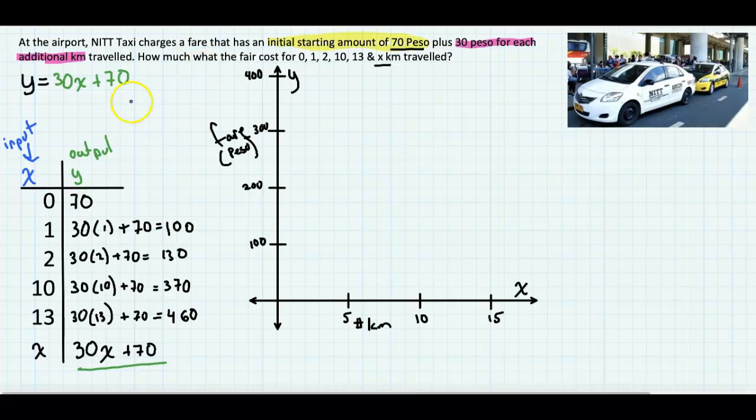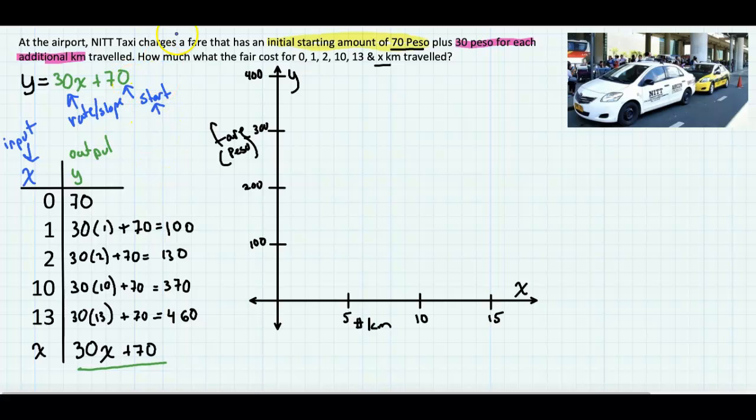And I'm going to label these. This is the starting amount, and this is the rate, or we called it slope. The reason we call it a rate is that in a real application, we won't say, what's the slope of the taxi fare? No one says that. They're going to say, what is the rate?